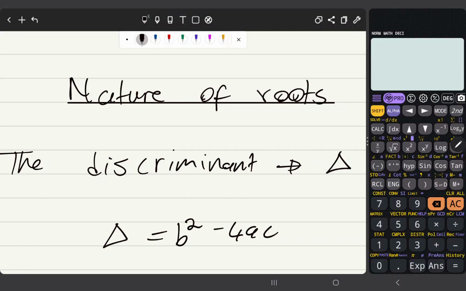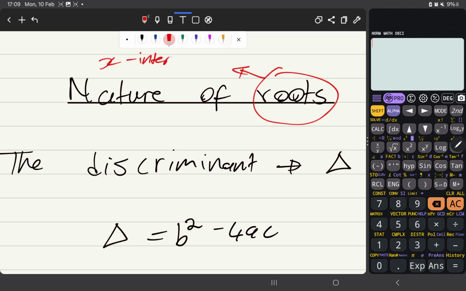Hello, guys. We're getting close to the end of the chapter. But in this section, we are talking about the nature of roots. And just in the previous section, remember, I did say if we're talking about roots, just think about x intercepts, right? And remember, x intercepts are the values of x where y is equal to 0, right?